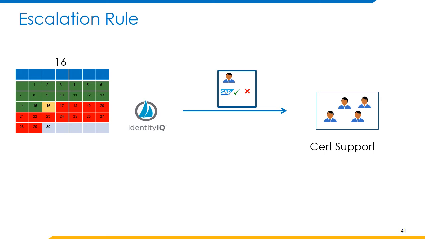Escalation rule helps us define the escalating identity or work group to which this certification shall be delegated. The inputs to this rule are certification item, and the output expected is the new owner, which shall be a work group or a simple identity.